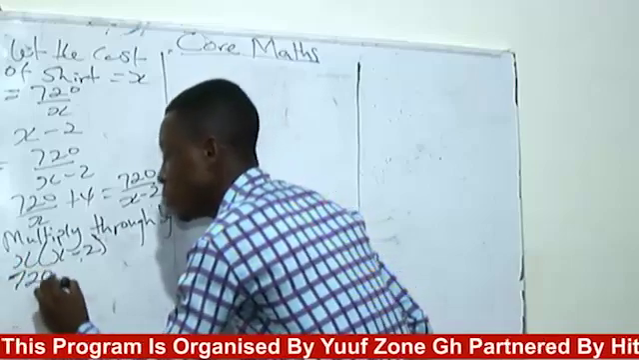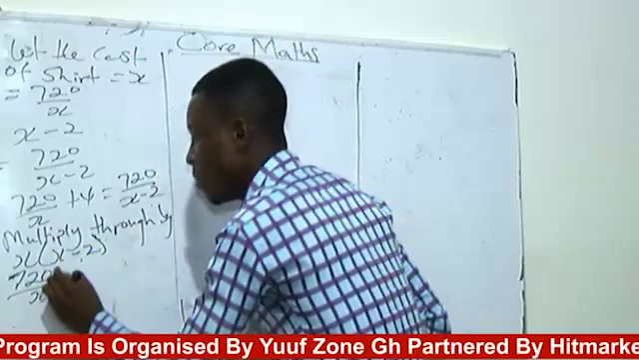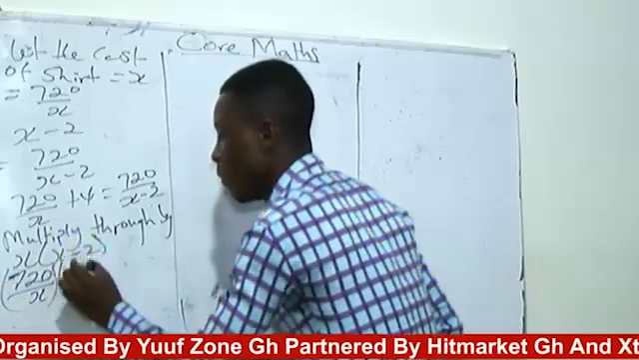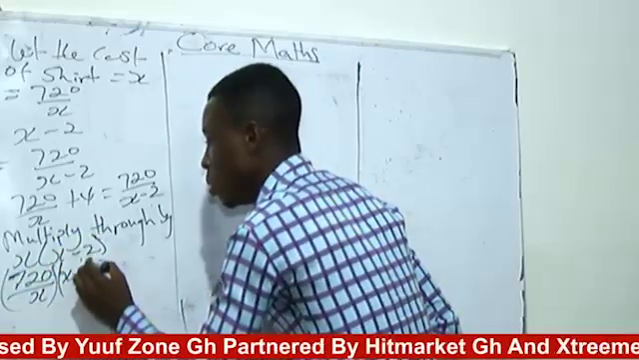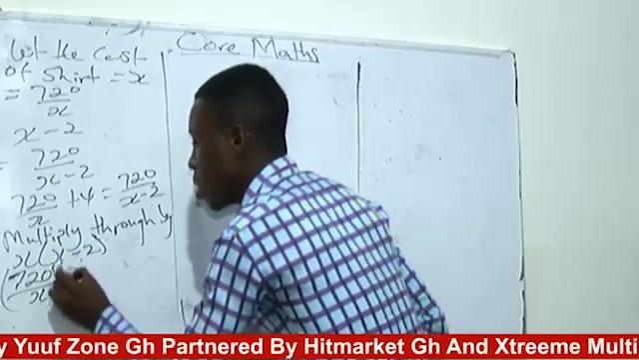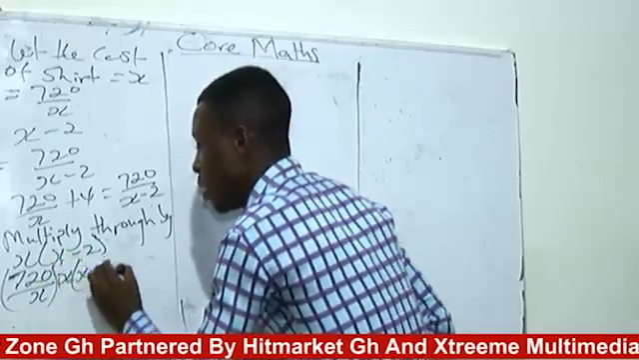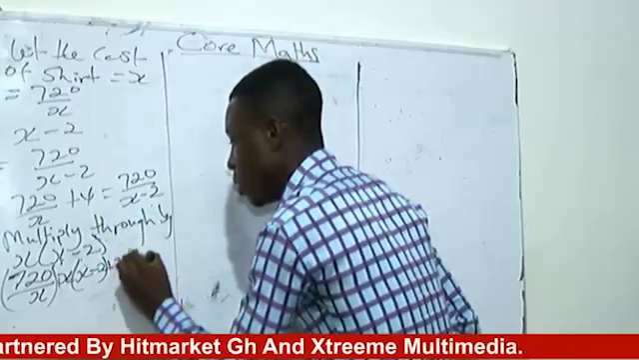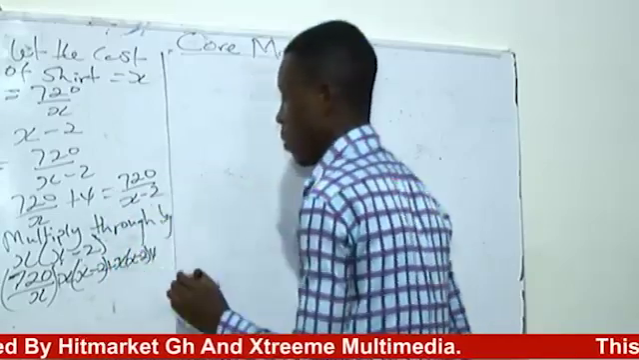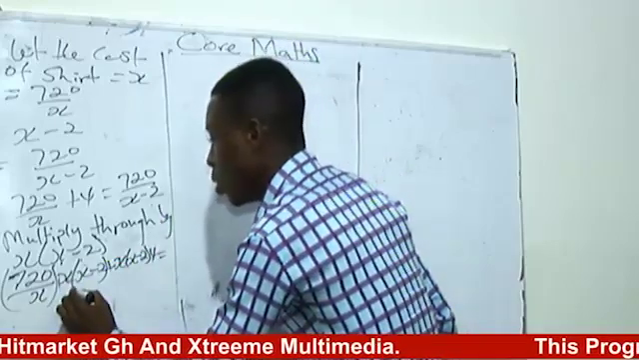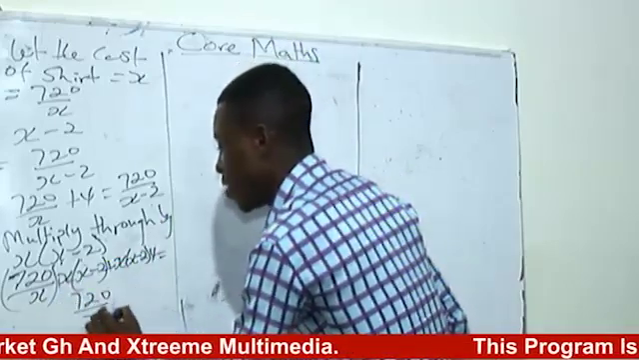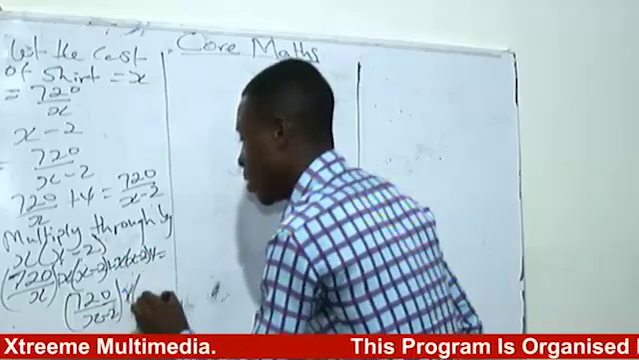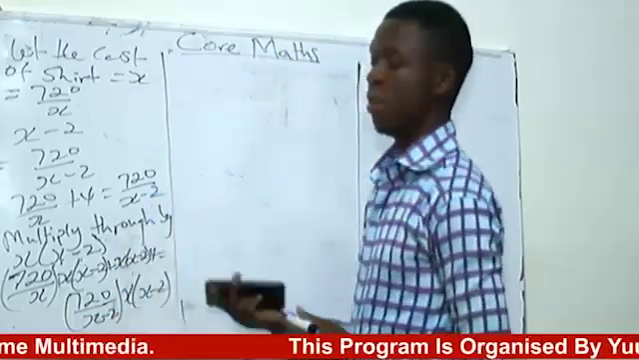So we take the first one, and you have 720 over s times, you can put it into brackets so that everything will be simple for you, s minus 2, plus the 4 times s, s minus 2, then equal to 720 over s minus 2 into bracket multiplying s, then we have s minus 2. This is what we'll be having.